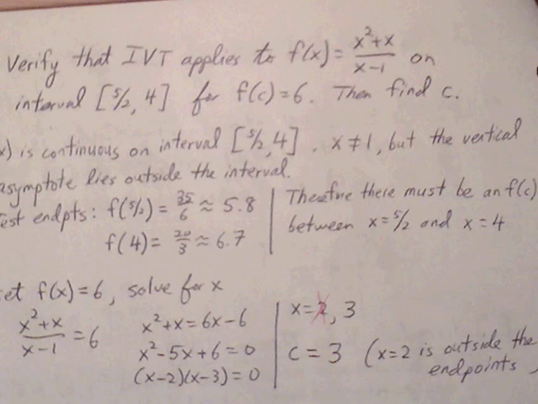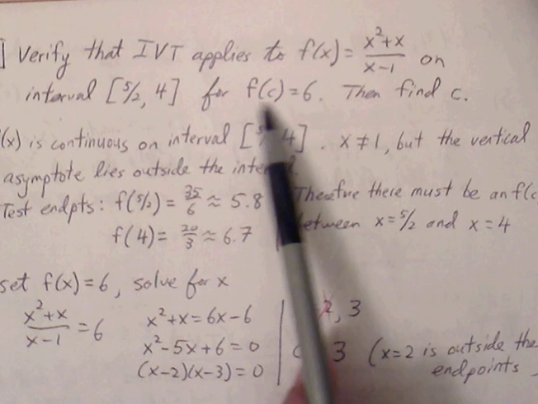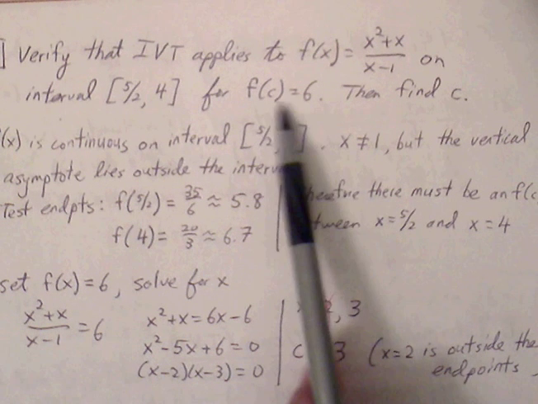Okay, next example. Verify that the intermediate value theorem applies for our function on the interval between 5/2 and 4, and we're trying to prove or show that the graph is going to reach the y value of 6 at least once.